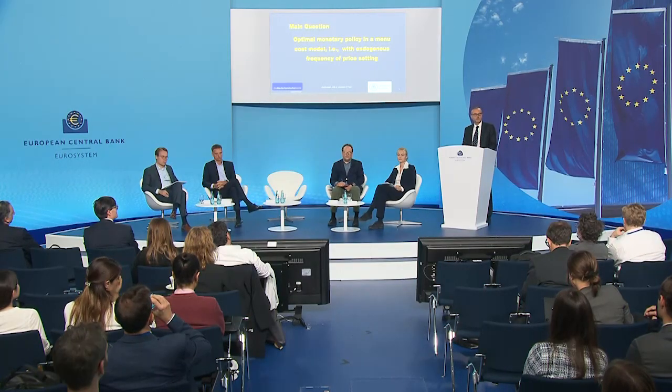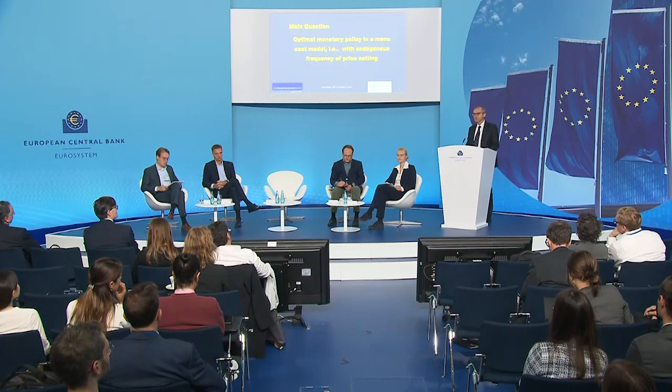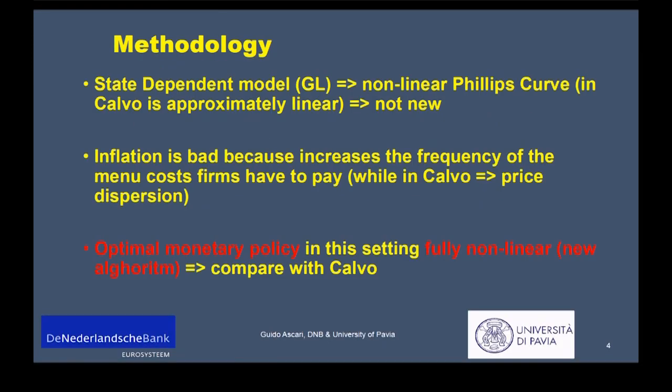And the main question is also very clear. It's optimal monetary policy, which is something we understand very well, in a menu cost model, meaning with endogenous frequency of price setting. So it's a very defined question. Using a very well-known state-dependent model, Golosov and Lucas. There are very good reasons to choose Golosov and Lucas, which, very loosely speaking, is the most state-dependent model in some sense, so you want to go to the polar case. They also do the Calvo Plus in the paper, so the paper is very rich also in that respect.